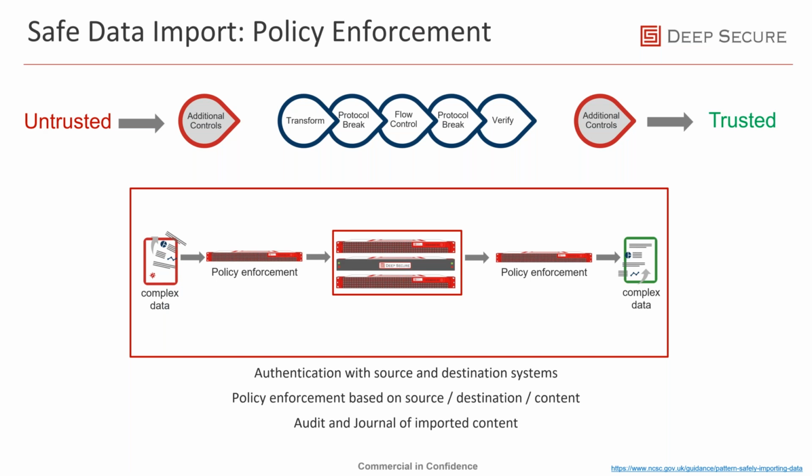Now then, the Deep Secure policy enforcement guards can wrap around that threat removal appliance, the IX appliance, and provide additional controls on the import of data. So the guards perform deep content inspection of the traffic. They're looking deep inside the traffic, and they do things like support authentication with the source and destination systems, and then apply policy based on what is found inside the content, as well as who it's coming from and who it's going to. And the guards can also do things like audit and journal of the content that's being passed.